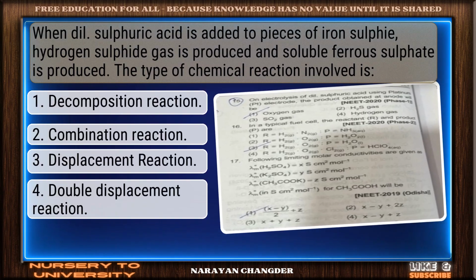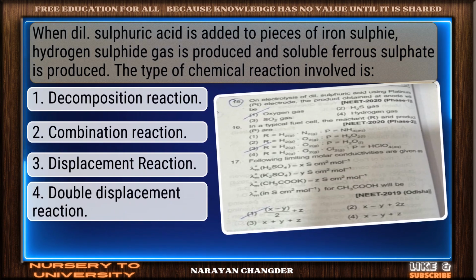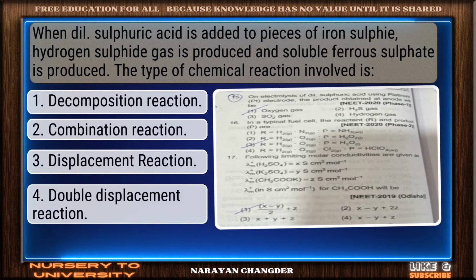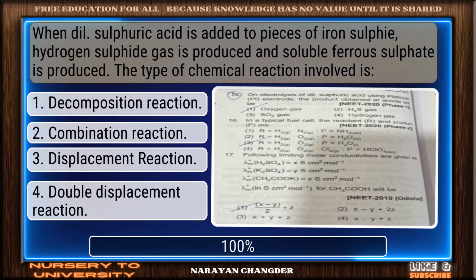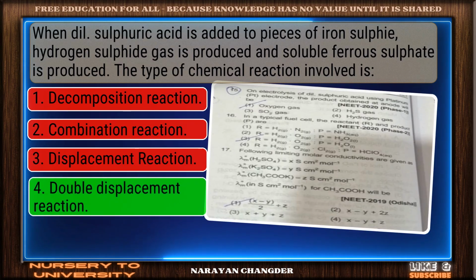Sulfuric acid is added to pieces of iron sulfide. Hydrogen sulfide gas is produced and soluble ferrous sulfate is produced. The type of chemical reaction involved is? Smart pick. Double displacement reaction is correct.